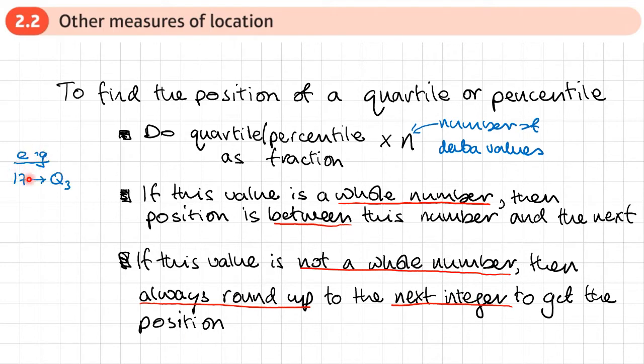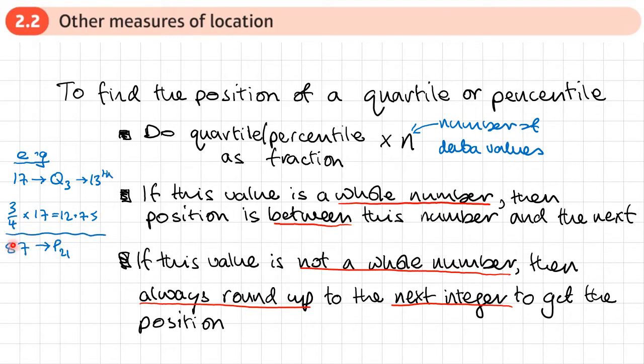Let's say, for example, I've got 17 data items and I want to find the position of Q3, the upper quartile. Well, I'll change Q3 to a fraction, that's 3/4. I then times that by 17. When I times that, after pressing the SD button, I get 12.75. That's not a whole number. So what do I do? I round it up to 13. So it tells me that the position of Q3 is the 13th value.